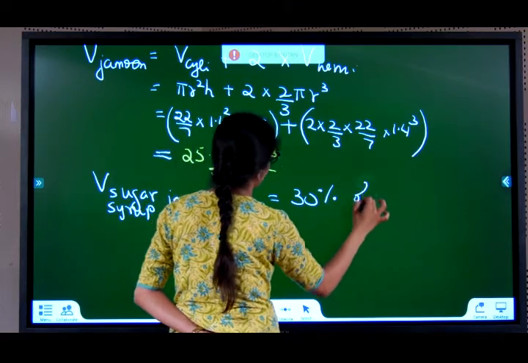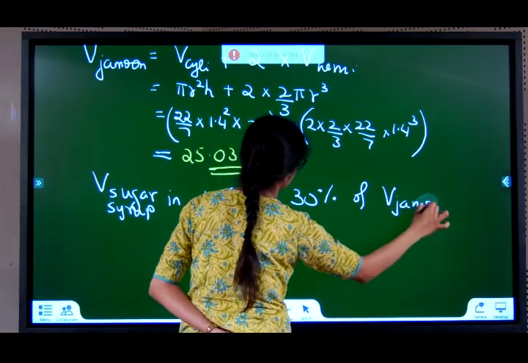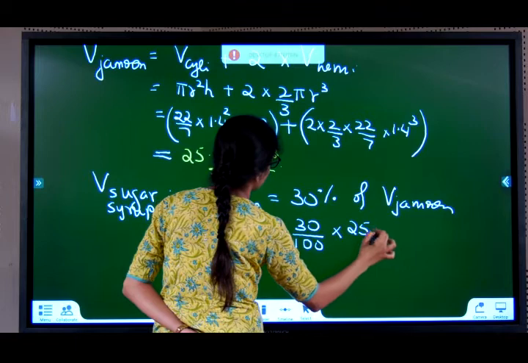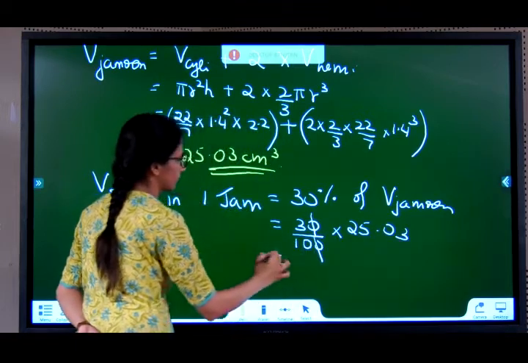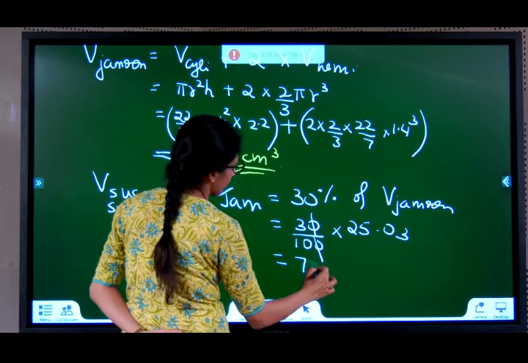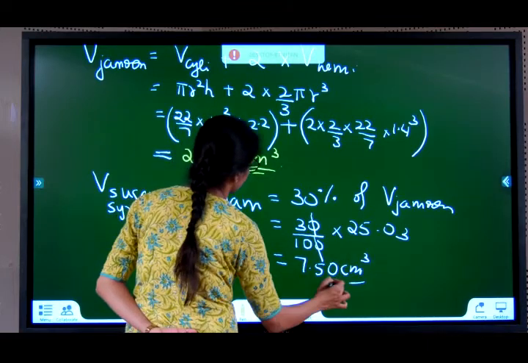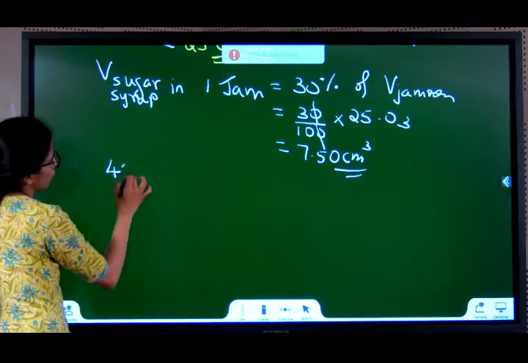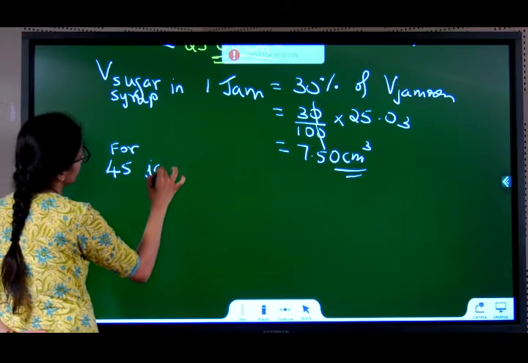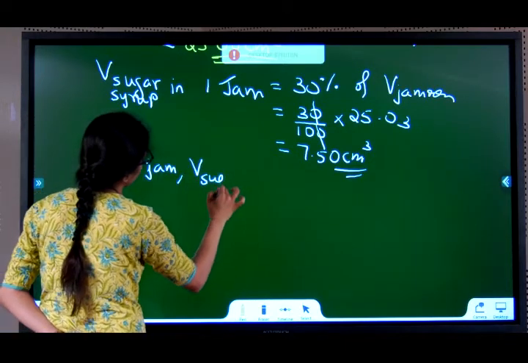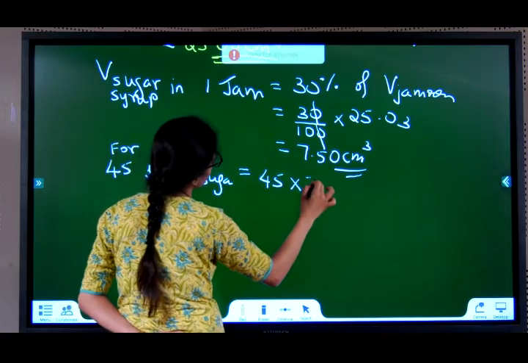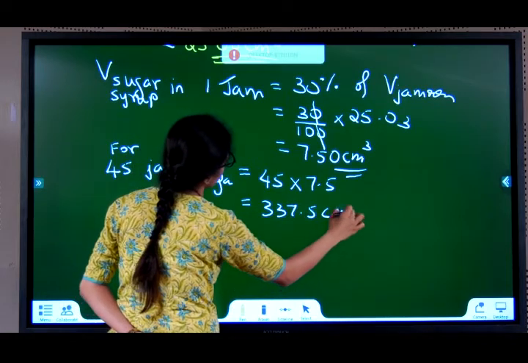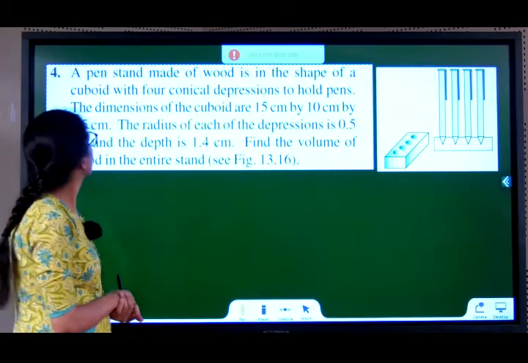% of volume of jamun. 30 by 100 into 25.03. On solving this, you get 7.50 centimeter cube. They've told there are 45 jamuns. So for 45 jamuns, volume of sugar syrup is equal to 45 into 7.5, which is 337.5 centimeter cube.